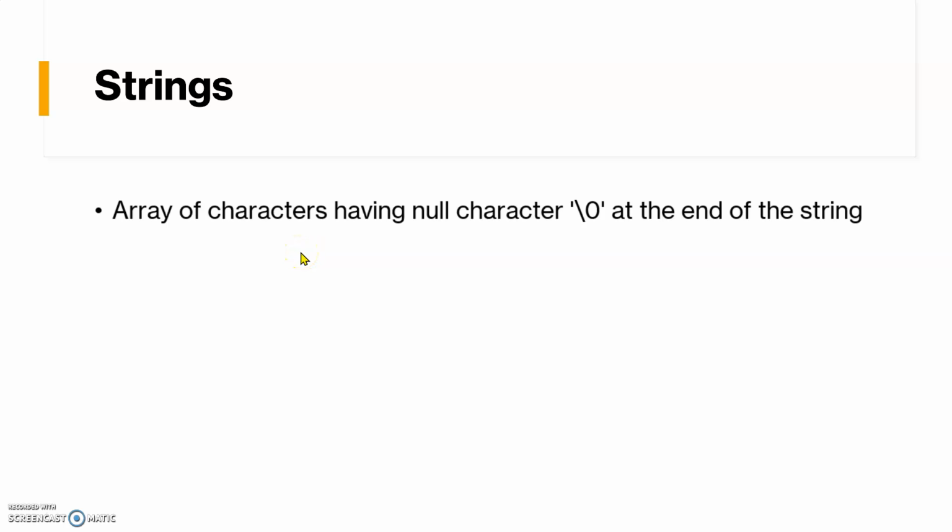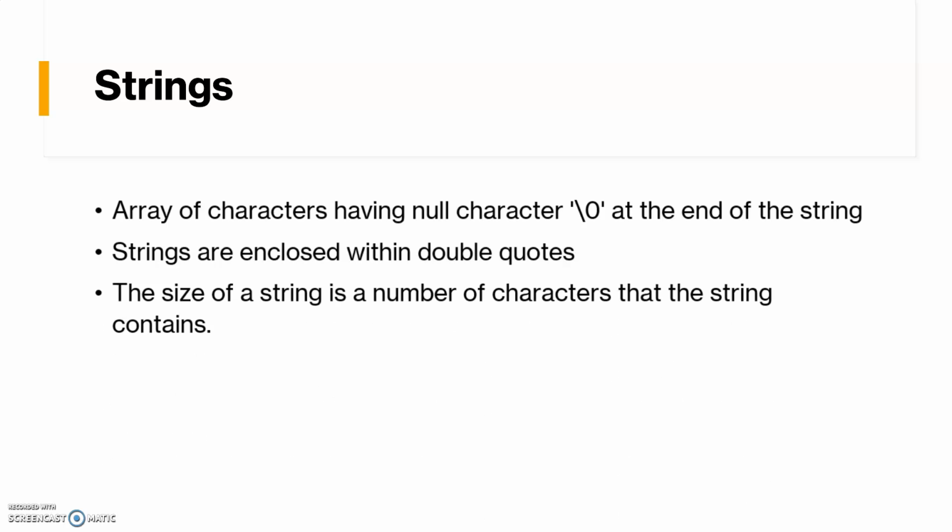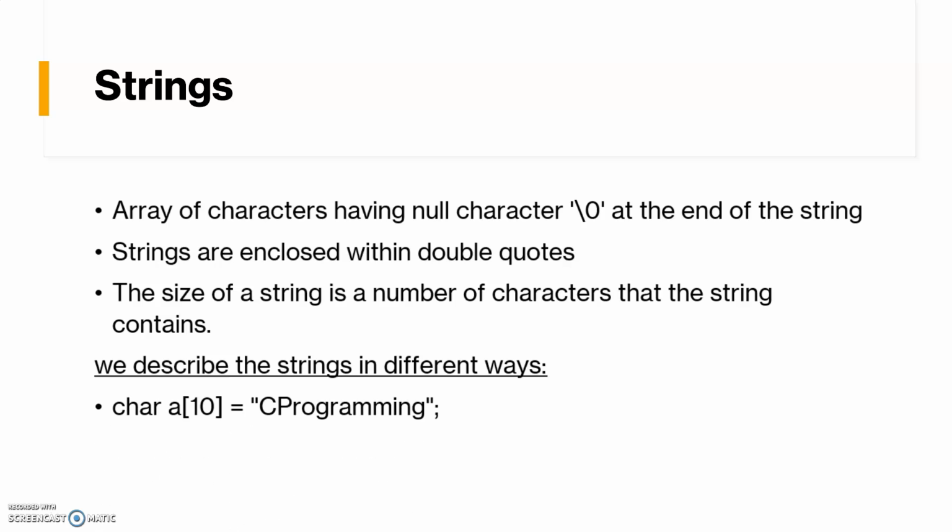In detail about the string we'll be learning in future, but for the time being you can understand it as a group of characters having a \0 at the end, which mentions the end of the string. Strings should always be enclosed within double quotes, and a single character should be enclosed in single quotes. The size of the string is always equal to the number of characters given in the double quotes. So we can define the string in three ways.